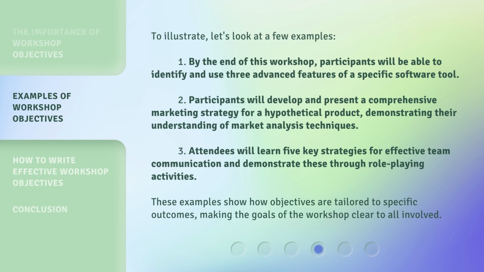To illustrate, let's look at a few examples. 1. By the end of this workshop, participants will be able to identify and use 3 advanced features of a specific software tool. 2. Participants will develop and present a comprehensive marketing strategy for a hypothetical product, demonstrating their understanding of market analysis techniques. 3. Attendees will learn 5 key strategies for effective team communication and demonstrate these through role-playing activities. These examples show how objectives are tailored to specific outcomes, making the goals of the workshop clear to all involved.